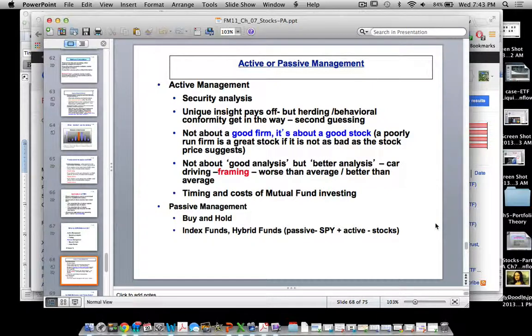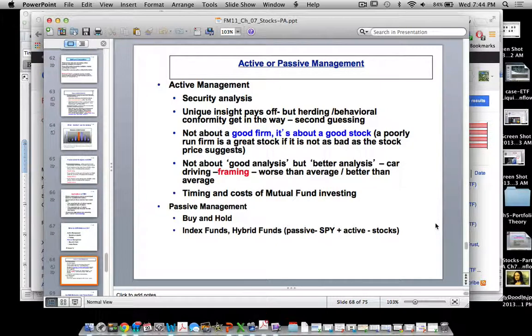The security analysis, unique insight pays off. So unique insight, you think it pays off, but herding and behavioral conformity get in the way. People keep second guessing themselves. And here's a great line, and that's not my line, it's a line of Shefrin and Statman. And once again, as people who are going to graduate from this class, in a funny way, I want to warn you from falling into this trap.